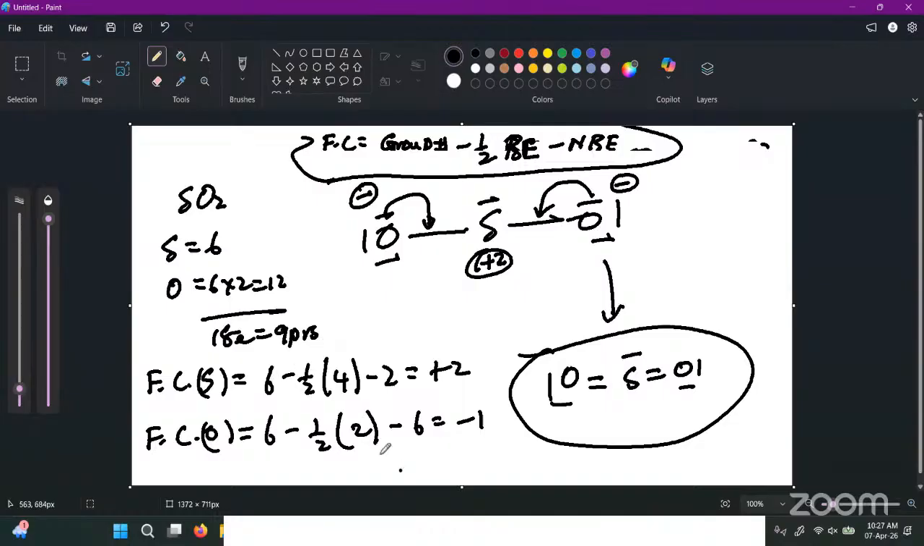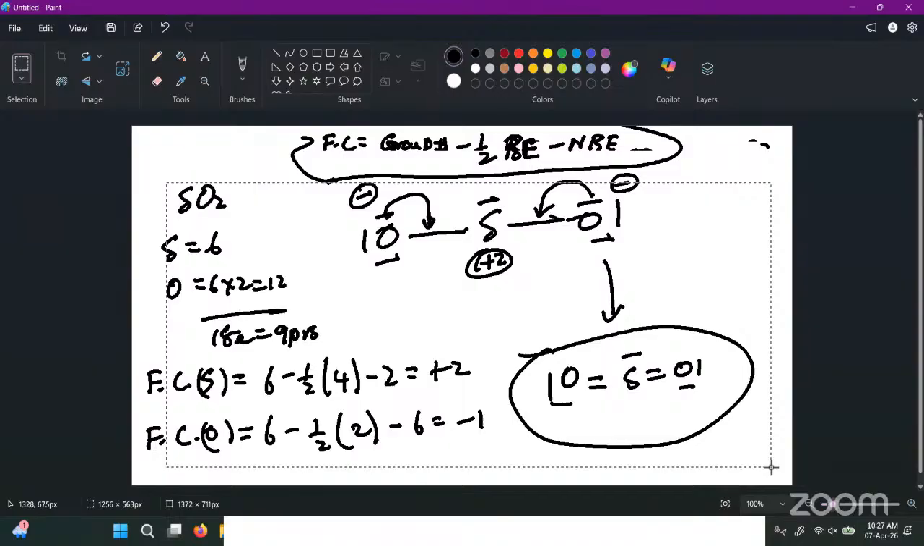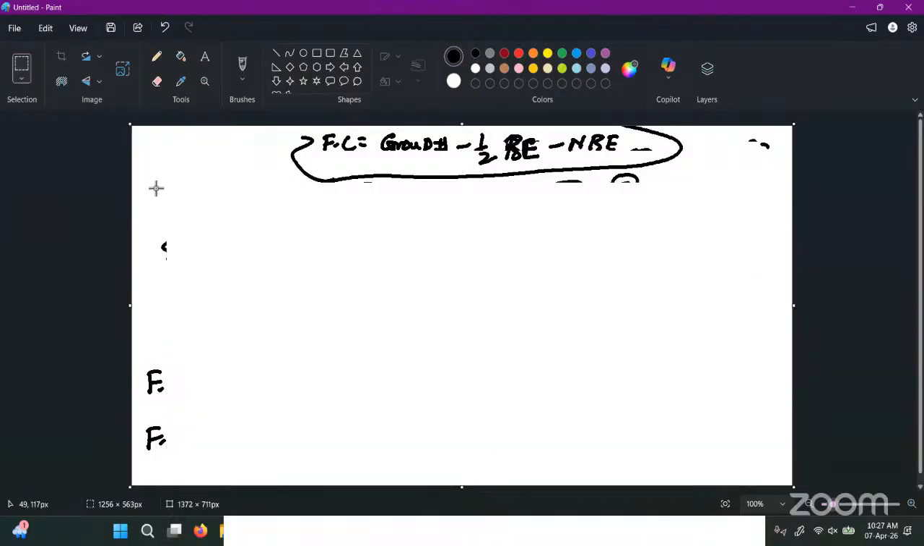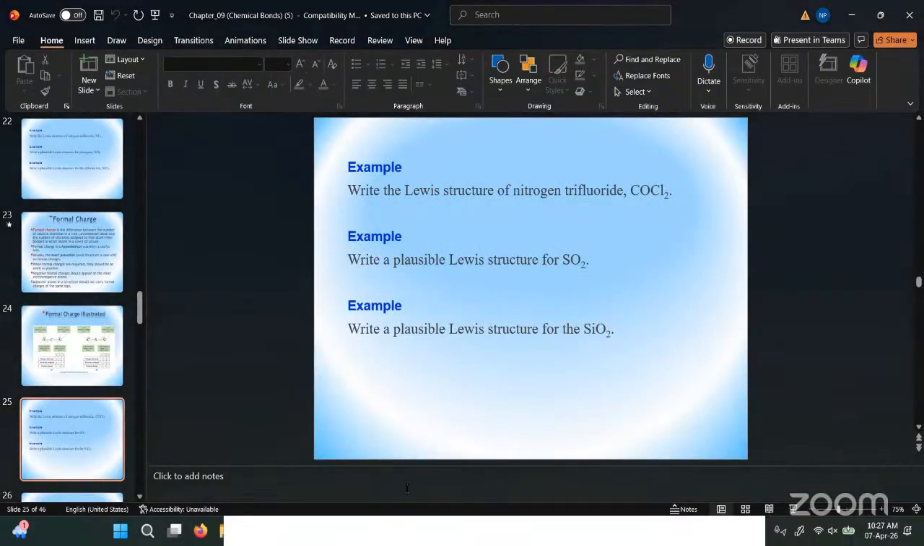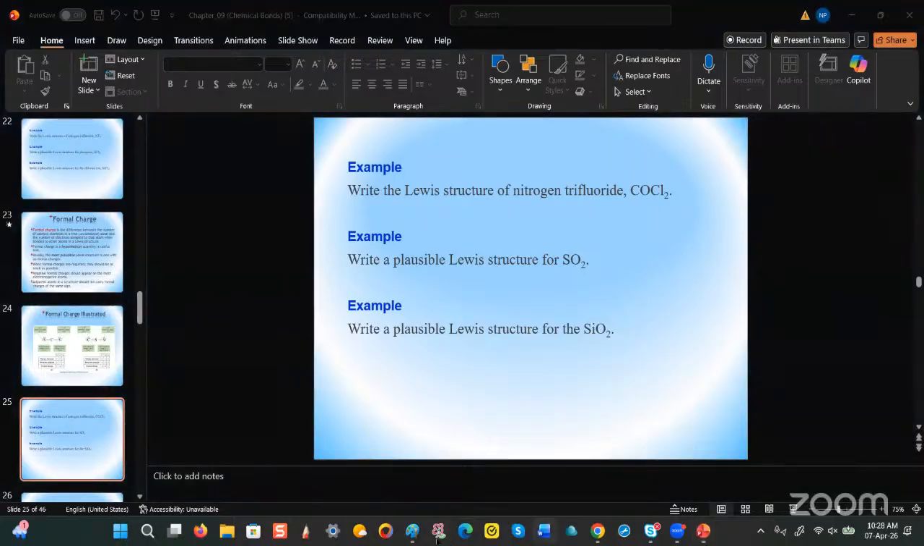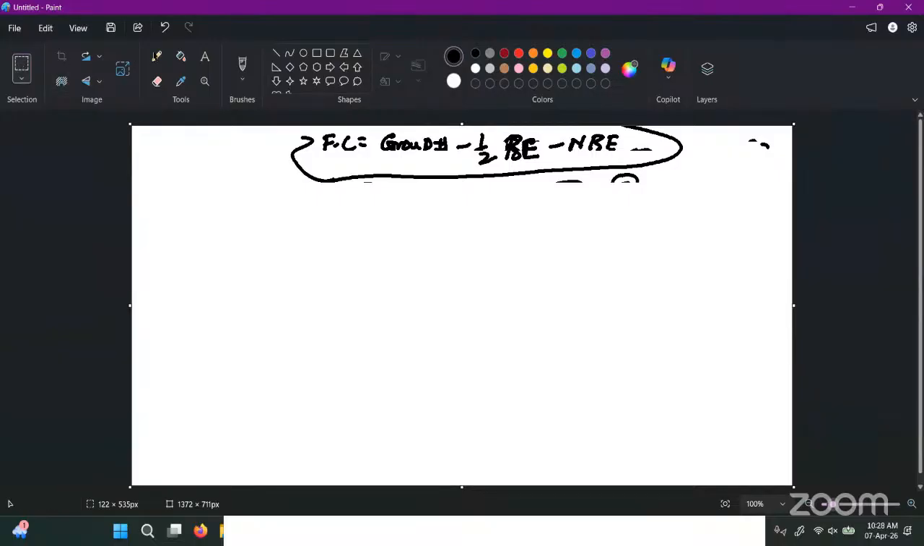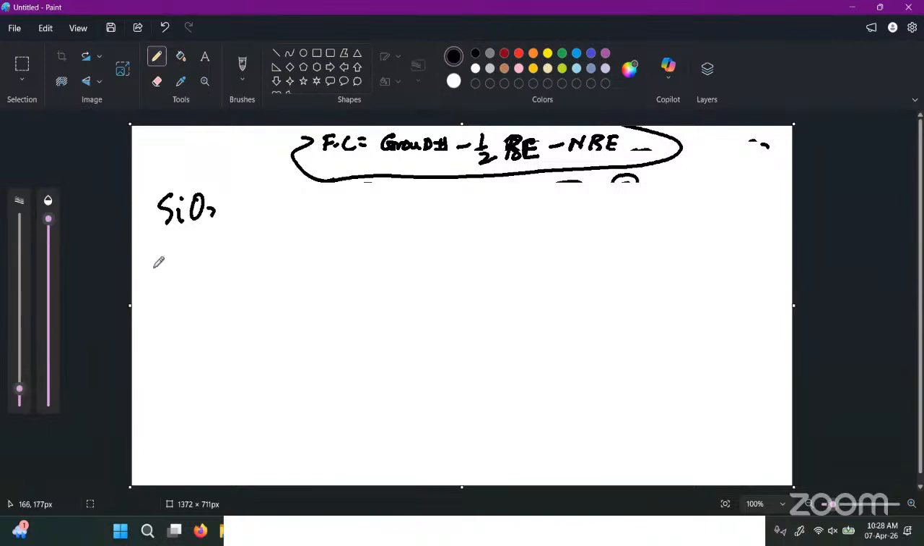Okay, any questions about this one? Any questions? Okay, let me clear this. Okay, what's the next? Okay, silicon dioxide. Let's look at that one. So SiO2. Okay, what's the first step?